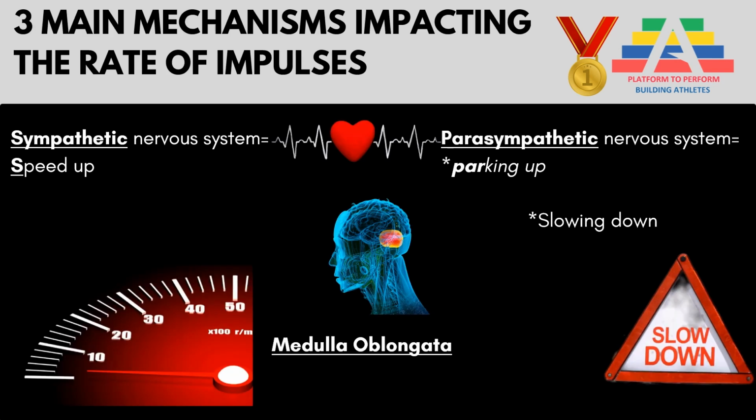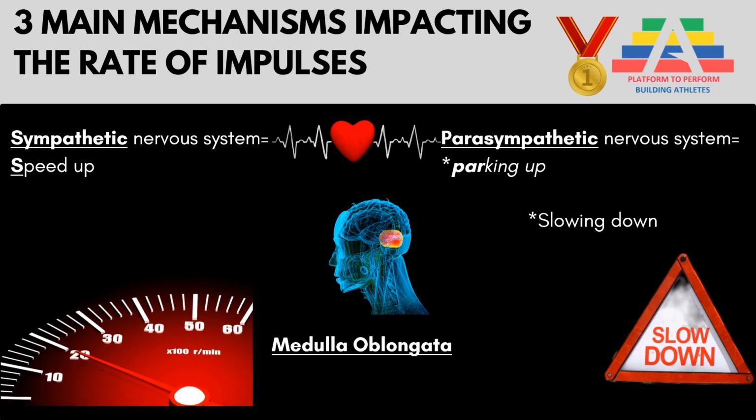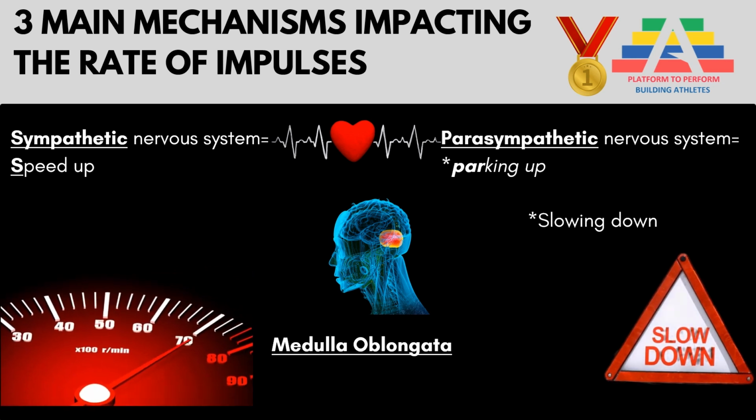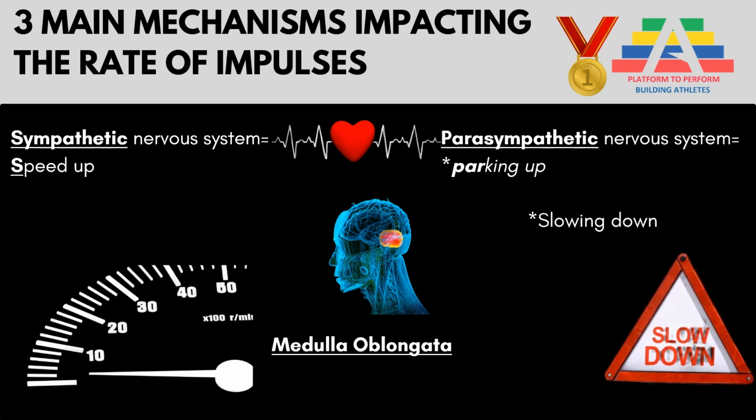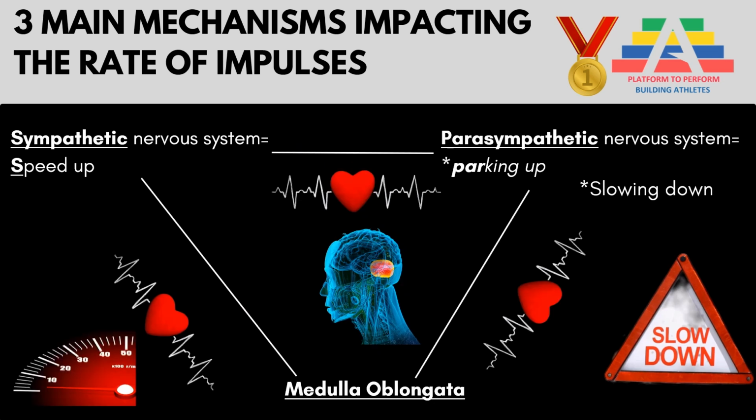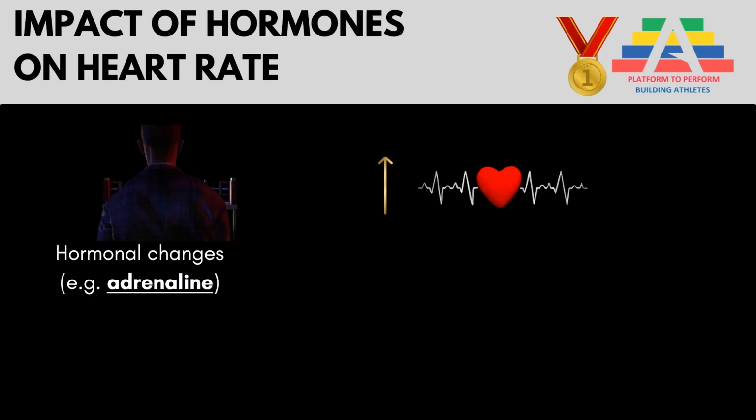So these are the three main mechanisms impacting the rate of impulses. You've got your medulla oblongata, which is the part of the brain that controls breathing and heart rate, and your parasympathetic and sympathetic nervous system. Sympathetic speeds it up, parasympathetic slows it down, and the medulla oblongata controls exactly what's happening with your breathing and your heart rate. We also have hormonal changes which impact heart rate.